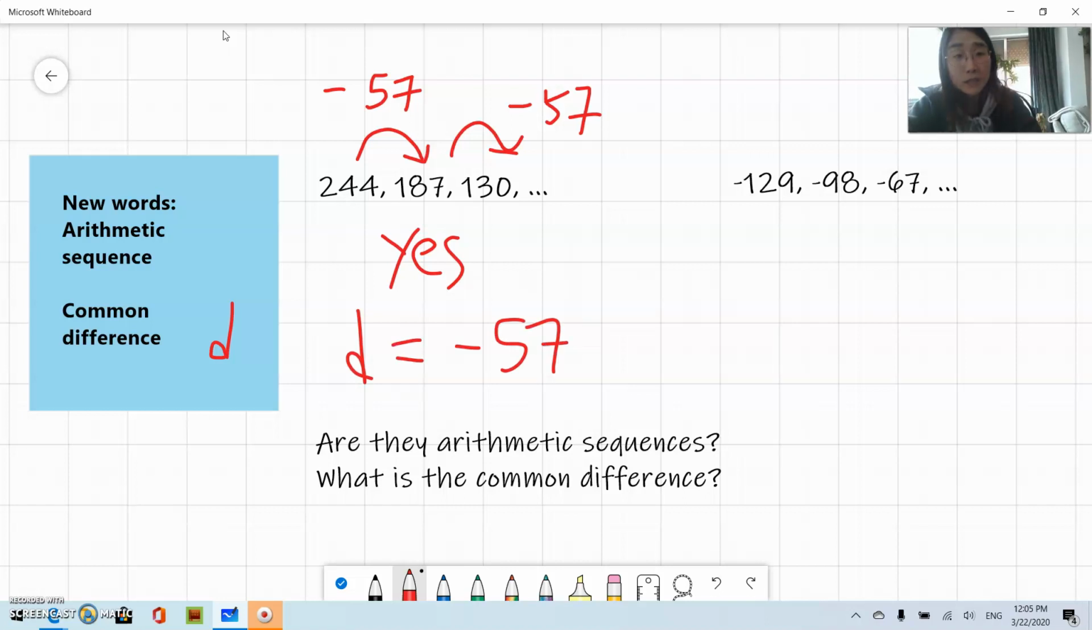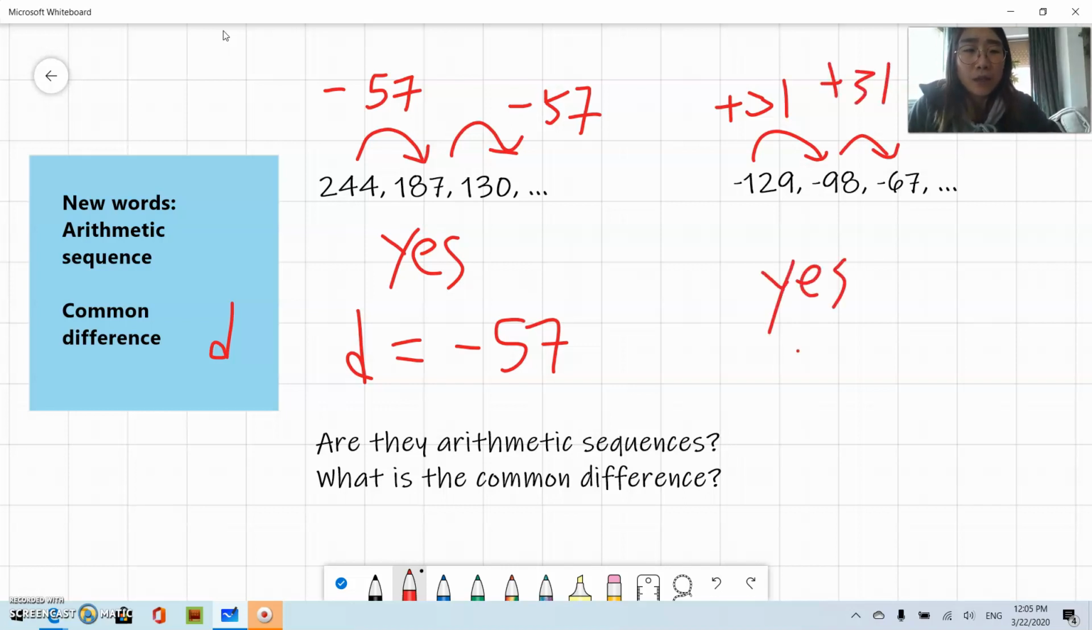Okay? Next one, you can see that this is increasing, right? So you have to do negative 98 minus negative 129. I think you have enough common sense that if you're getting a negative number, you know you did something wrong, right? And let's see if I add 31 to negative 98, I get negative 67, then this sequence is also arithmetic, and we do. So this one is, yes, arithmetic, common difference 31. Okay, I hope that was simple enough.